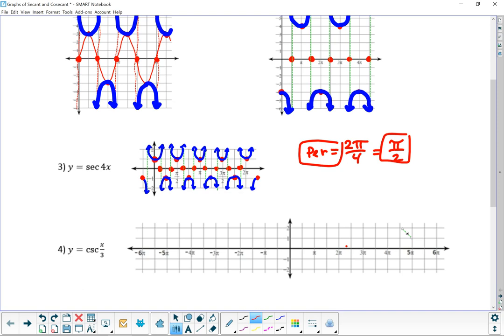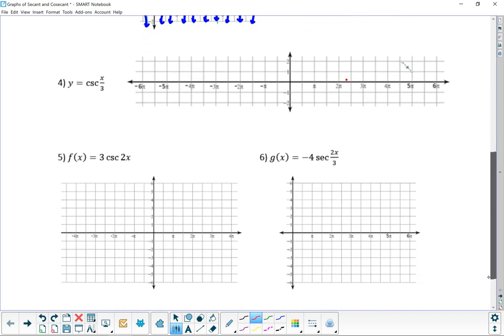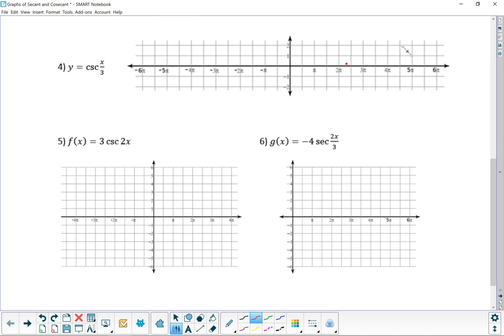Okay, and then number 4. Again, we're going to have to figure out the period because there is a number with the x, so we're going to have to do a period. 2 pi over 1/3. So when you work that out, you get 6 pi. Period is 6 pi. So from here to here.